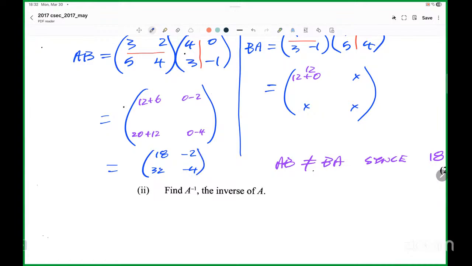But once we work out the first value and I see it come out different, I don't have to work out anymore. This value and this value are not the same. I don't have to go any further. Once one value is different, the matrix is different. Here you have A to the minus 1. That's the inverse of A.